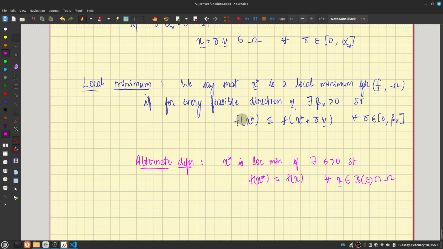So that is why defining things in terms of directions and so-called step sizes makes sense, because in the context of optimization, this is a useful definition to work with. But more generally, this alternative definition may be something that's more solid, because it works irrespective of whether f and omega are nice or not.